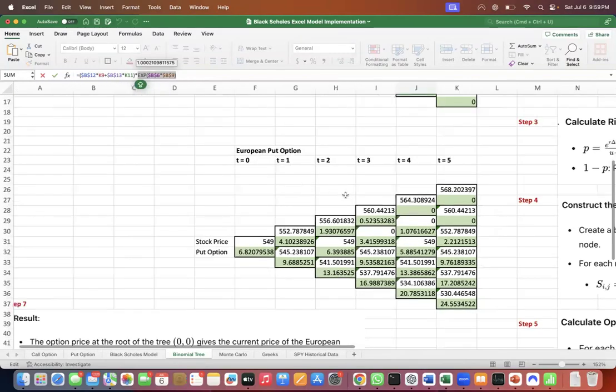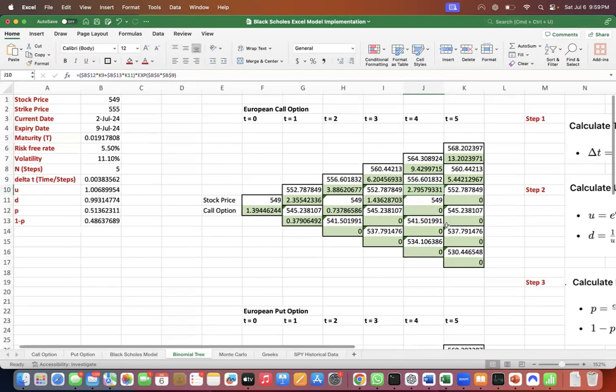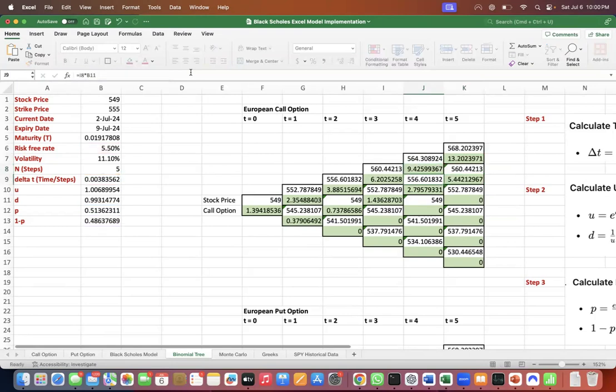Okay, so I guess I made one small mistake here. I have not used minus. Let me implement minus. No worries. So what we can do is just copy paste the whole formula again. That's it. Now we have discounted it properly.